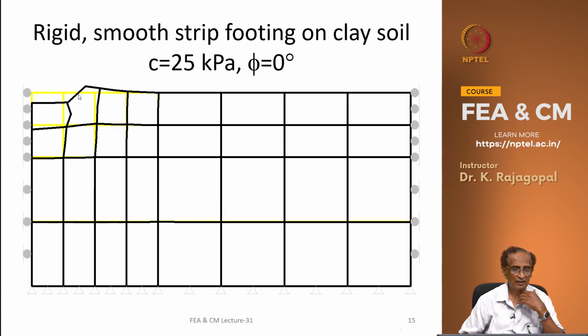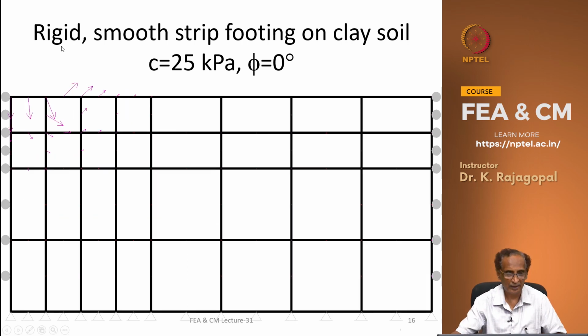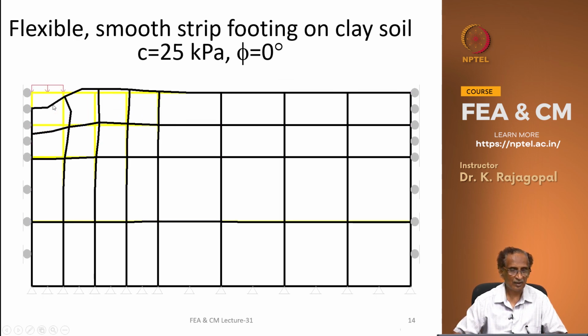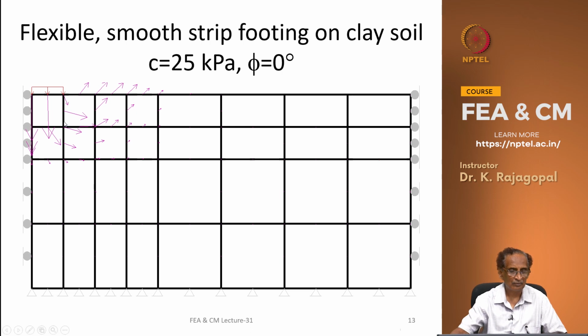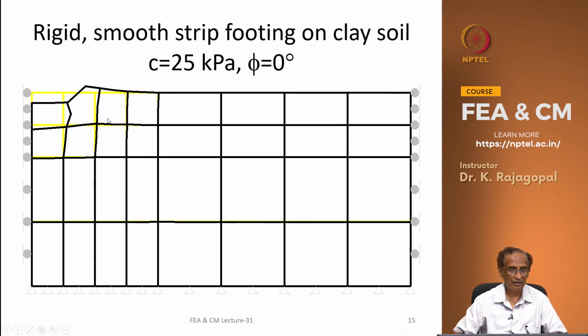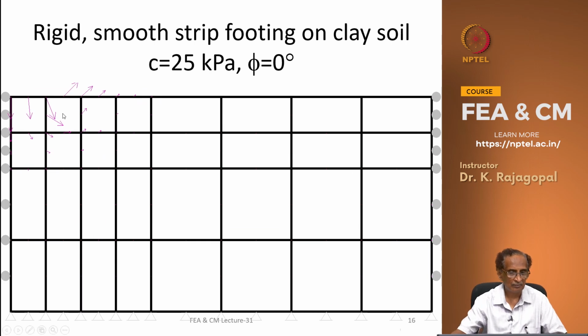And these are the flow vectors for a rigid footing, and you can see under a flexible footing you have one deformation pattern, and then under a rigid footing you have a different pattern, because actually when we are deforming the soil, this is the deformation pattern.